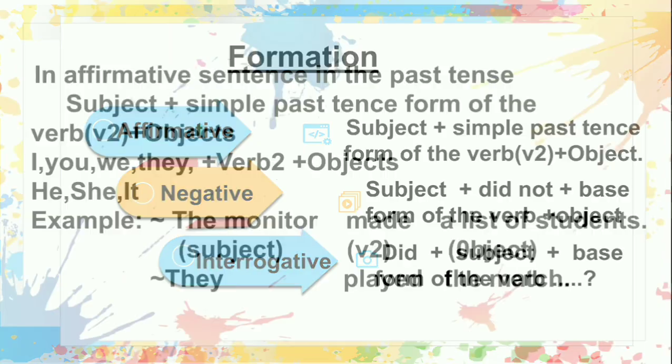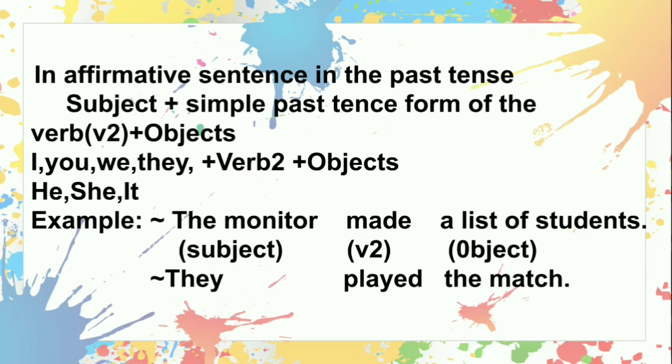Let me see the formation of affirmative. In an affirmative sentence in the past tense, first is subject plus simple past tense form of the verb, V2, plus objects. Let me see. I, you, we, they, he, she, it are all subjects, then V2 form of the verb, then objects.